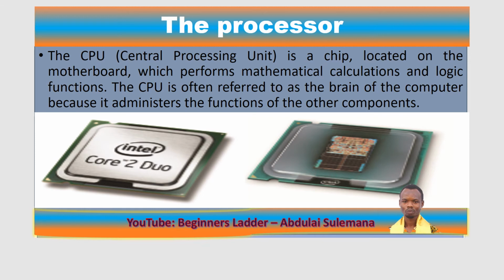And I said the CPU is often referred to as the brain of the computer because it administers the functions of the other components. For instance, if you have a Word document you are working on, sometimes you'll be typing and it will be fast, responding. Sometimes you want to type and the document itself is not responding, you can't type. So they are telling you that the CPU is responsible for determining the power or the speed of whatever you are working on.